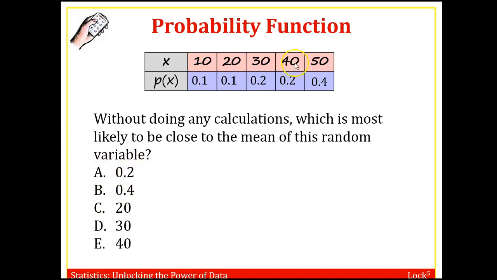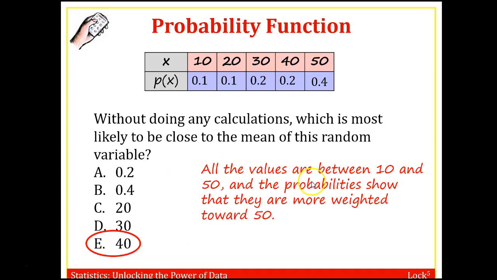The mean has to be somewhere in the actual values, not the probabilities. The probabilities affect what the mean is going to be, but the mean should be somewhere between 10 and 50. But notice right here, 50 has a 40% chance of happening, and 40 has a 20% chance of happening, and then 30 has a 20%, and then 10 and 20 are least likely, only a 10% chance of those happening. So the mean of this should probably be somewhere over here. So the values are between 10 and 50, but they're more weighted. They're more likely to be between 30, 40, and 50 with more emphasis on the 50. So probably 40s or so.